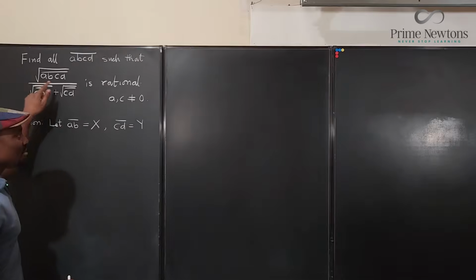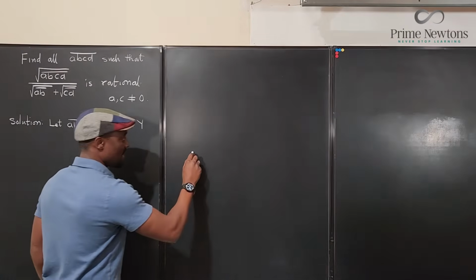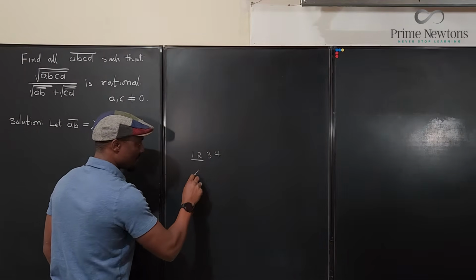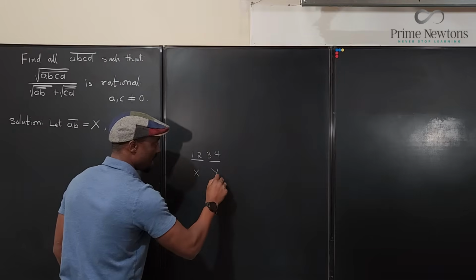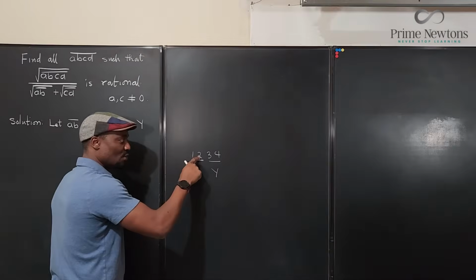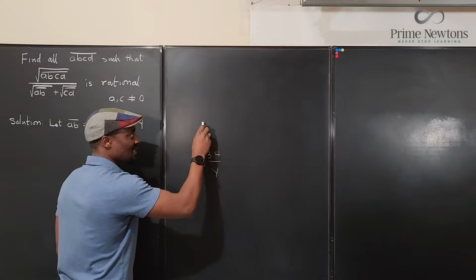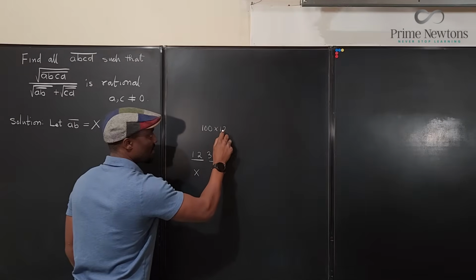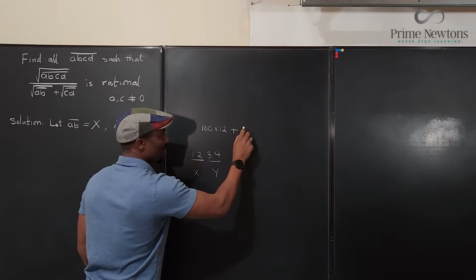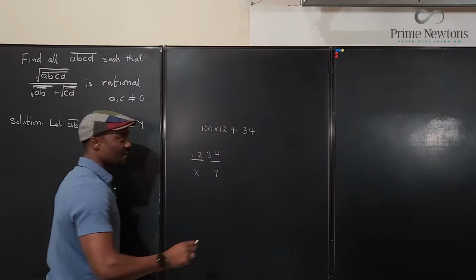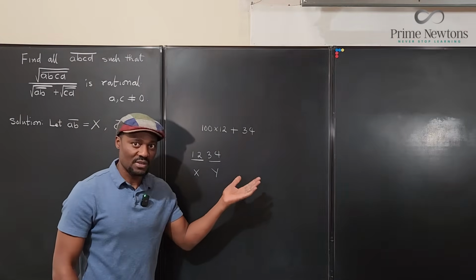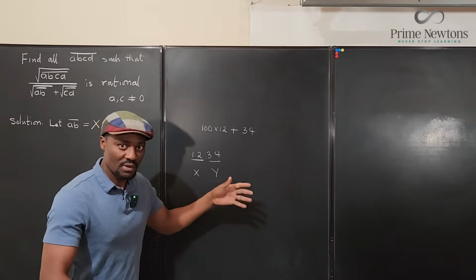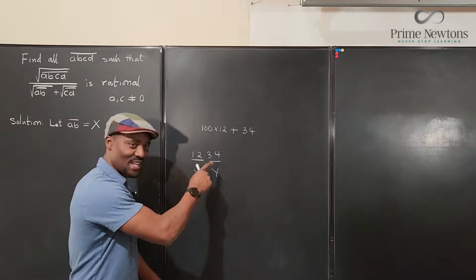Now, what does ABCD mean? Look, it's like saying 1, 2, 3, 4. We've called this X. We've called this Y. But this number, 1,234, is the same thing as saying 100 times 12 plus 34. That's the meaning of 1,234. 1,200s and 34. That's what this is.